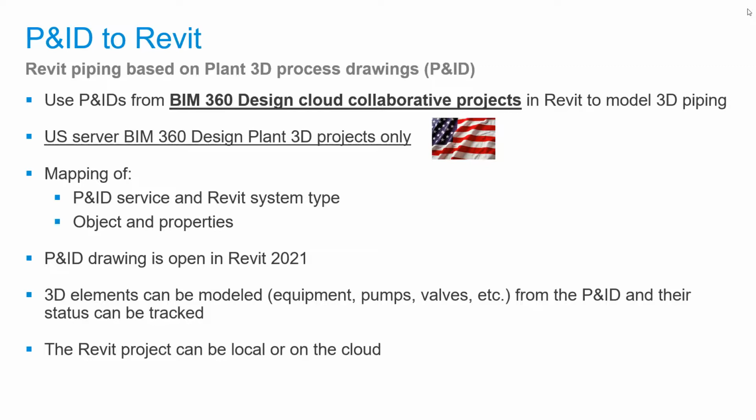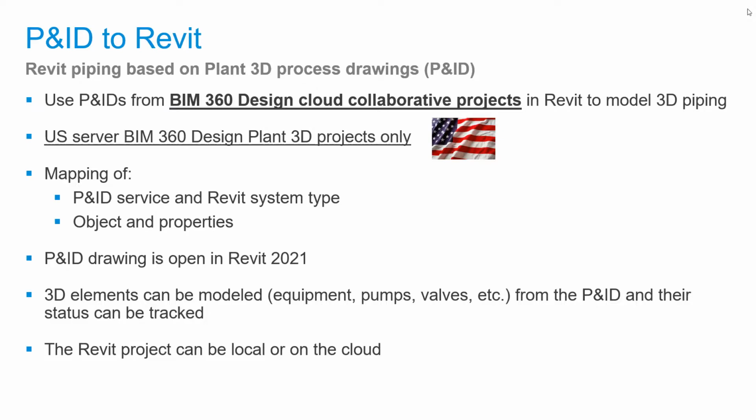Just another word about P&ID to Revit. We mentioned that a bit earlier. Some of our users would like to perform P&ID design in Plant 3D and do 3D piping with Revit. So this is possible now. You can use P&IDs from the BIM 360 Design Cloud Collaborative projects in Revit to model 3D piping, as you can see here. This is quite new, so today it's only available for US servers.